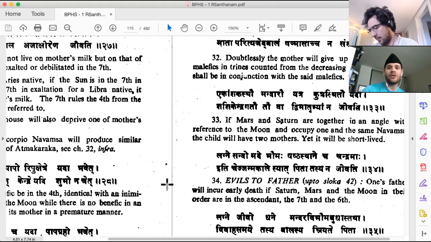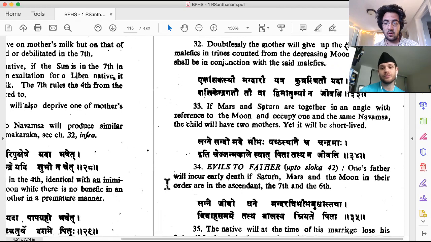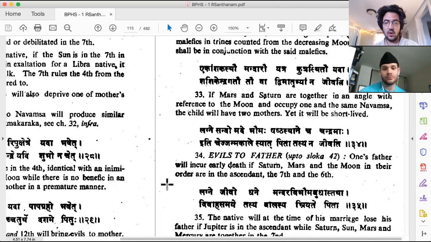And then he starts talking about how the luminaries with the nodes are difficult. Yeah. And I wanted to just mention a few shlokas that stood out to me, like 33. If Mars and Saturn are together in an angle with reference to the moon and occupy one and the same Navamsha, the child will have 2 mothers, yet it will be short-lived.